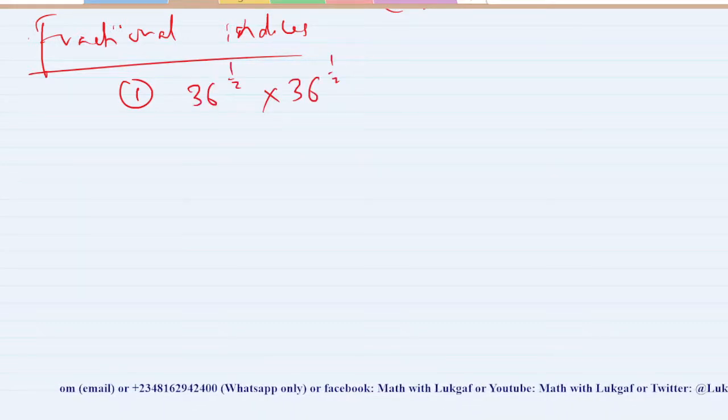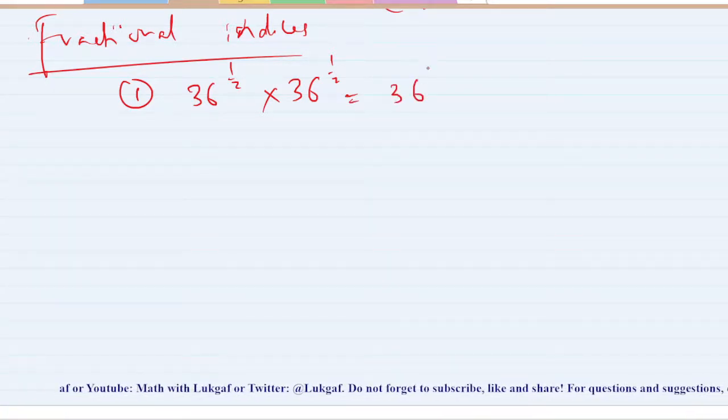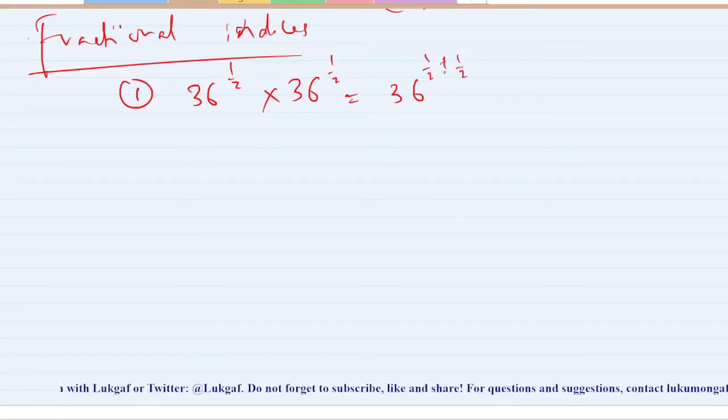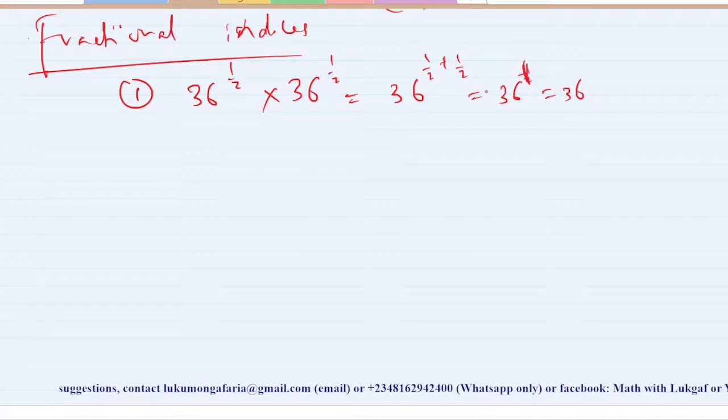That is not difficult to do. You can apply your multiplication rule. Don't forget we have 36 as the base and they are equal. You just add the index. That will give you 36 raised power half plus half, which is 1. That is 36. You understand?